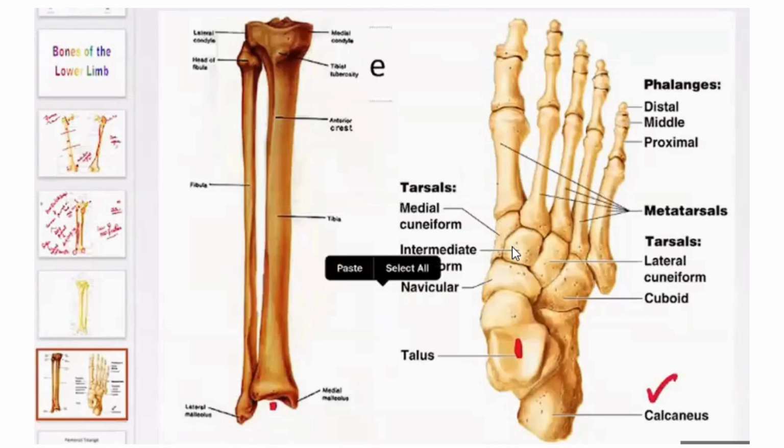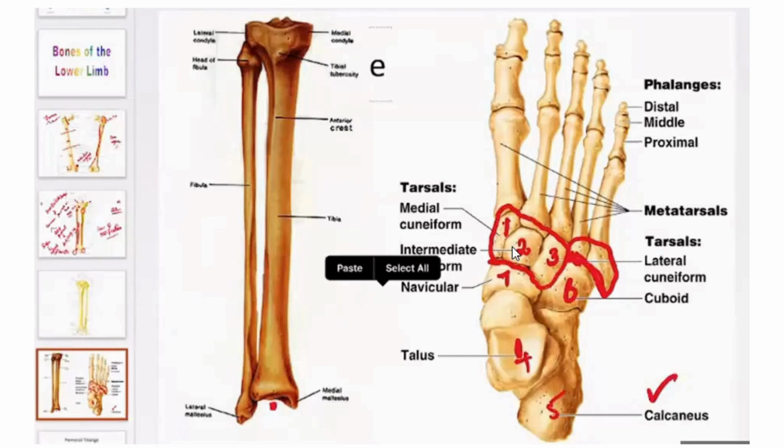Now, three bones in order: medial cuneiform, intermediate cuneiform, lateral cuneiform. Between the fourth and fifth metatarsal, the bone is cuboid. Between the first, second, and third metatarsal, here it is the navicular. So totally seven in number. Can you able to see this?